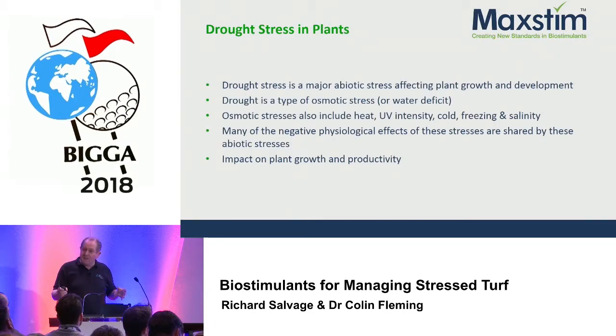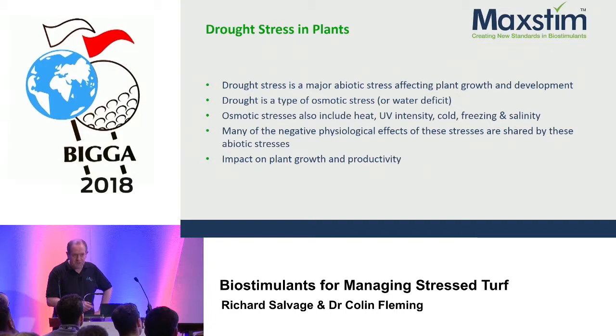We're looking at lots of different types of stress. We're looking at drought stress, cold stress, heat stress, even high salinity levels. The example I'm giving here is drought stress. It's probably one of the most important in turf management and in crops. And drought stress affects a wide range of things inside plants. And many of the negative physiological effects you see from other stresses, such as heat, UV light, cold, freezing, they're all down to osmotic stress. So this is a big interest for us.